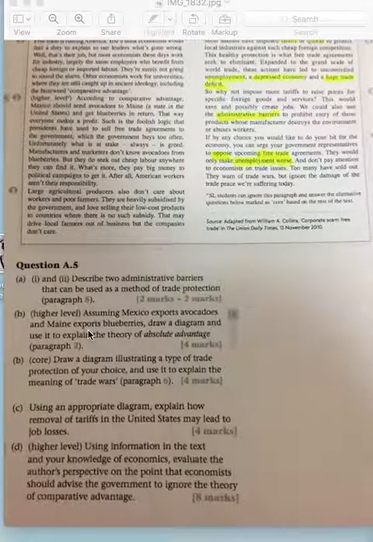And to answer question B, first I should define the theory of absolute advantage. A country is said to have an absolute advantage in the production of a good if it can produce more of it with the same resources, or the same amount with fewer resources.